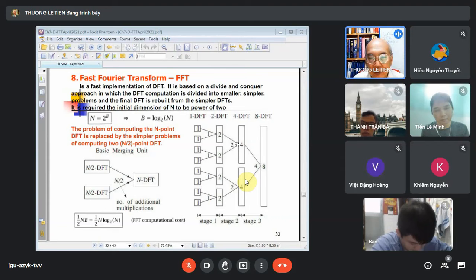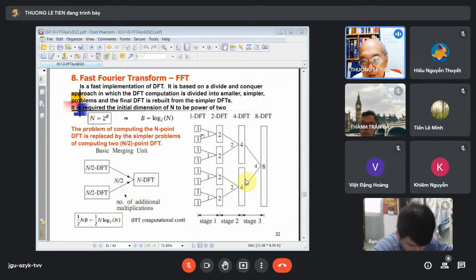Okay. Now look at the basic concept of the FFT algorithm. When we have two 1-point DFTs, we can merge them up to make 2 points. Two 2-point DFTs, merge them up, make 4 points. Two 4-point DFTs, merge them up, make 8 points, and so on. So that is the reason why N should follow the rule 2 to the power of B.